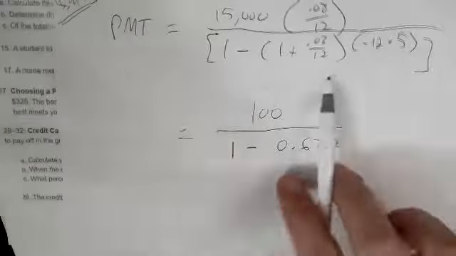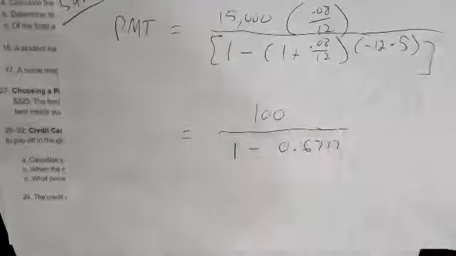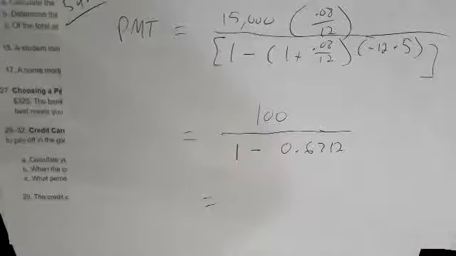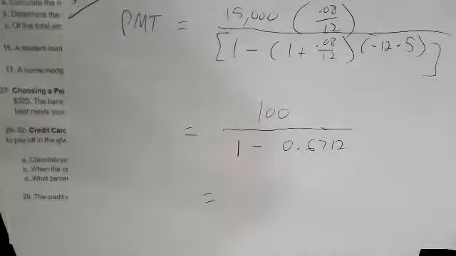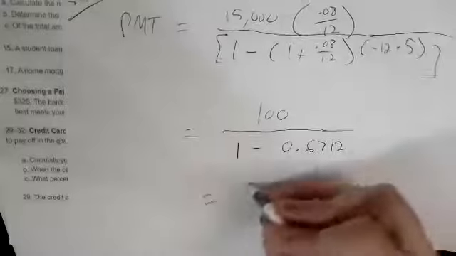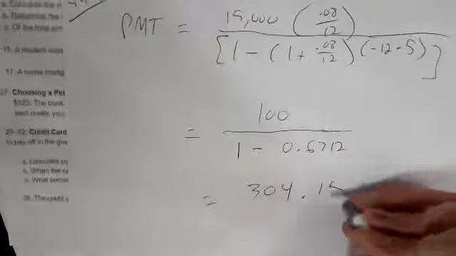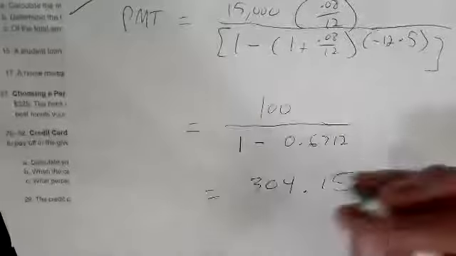So I do 0.08 over 12, I add 1, and I raise it to the minus 60 power. That will get me this number. And I'm doing 1 minus that, and then I'm taking 100 and dividing it by that number. So dividing 100 by 0.328, I should be getting something like 304.1, and rounding that up to 5 is where it rounds.